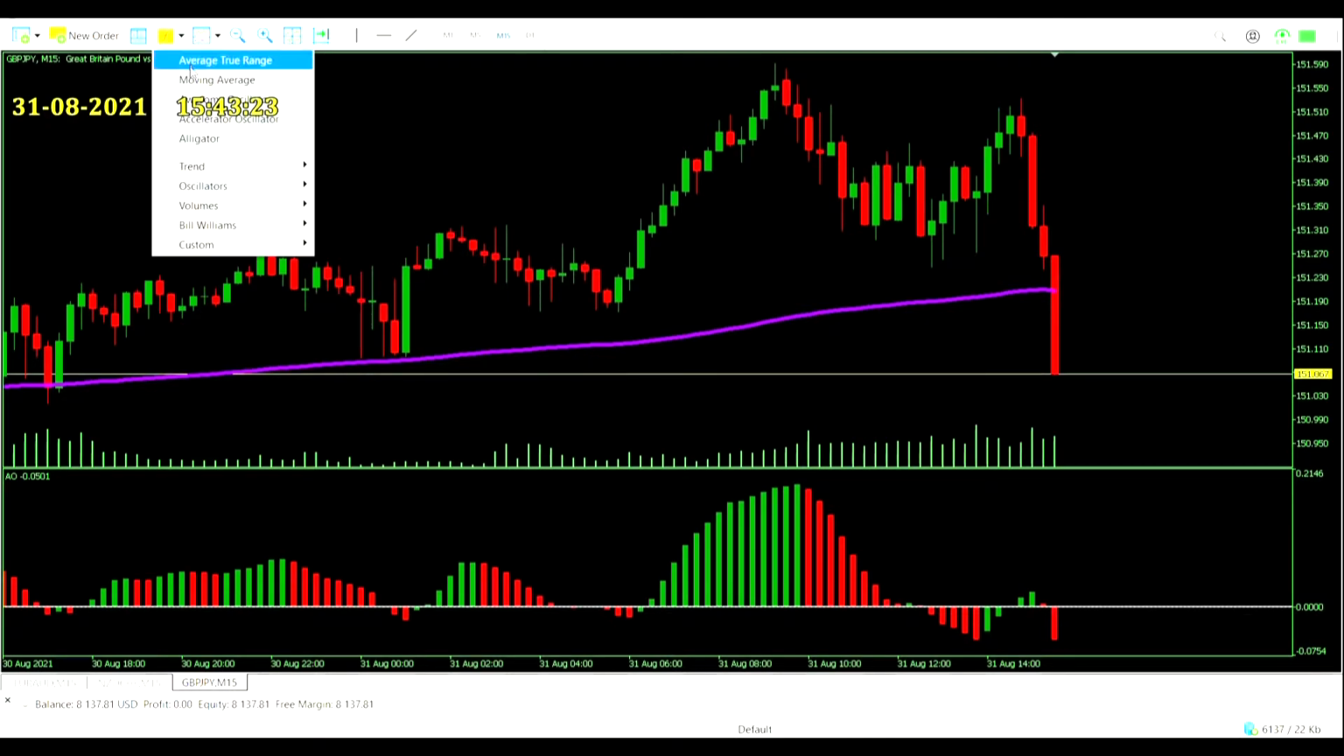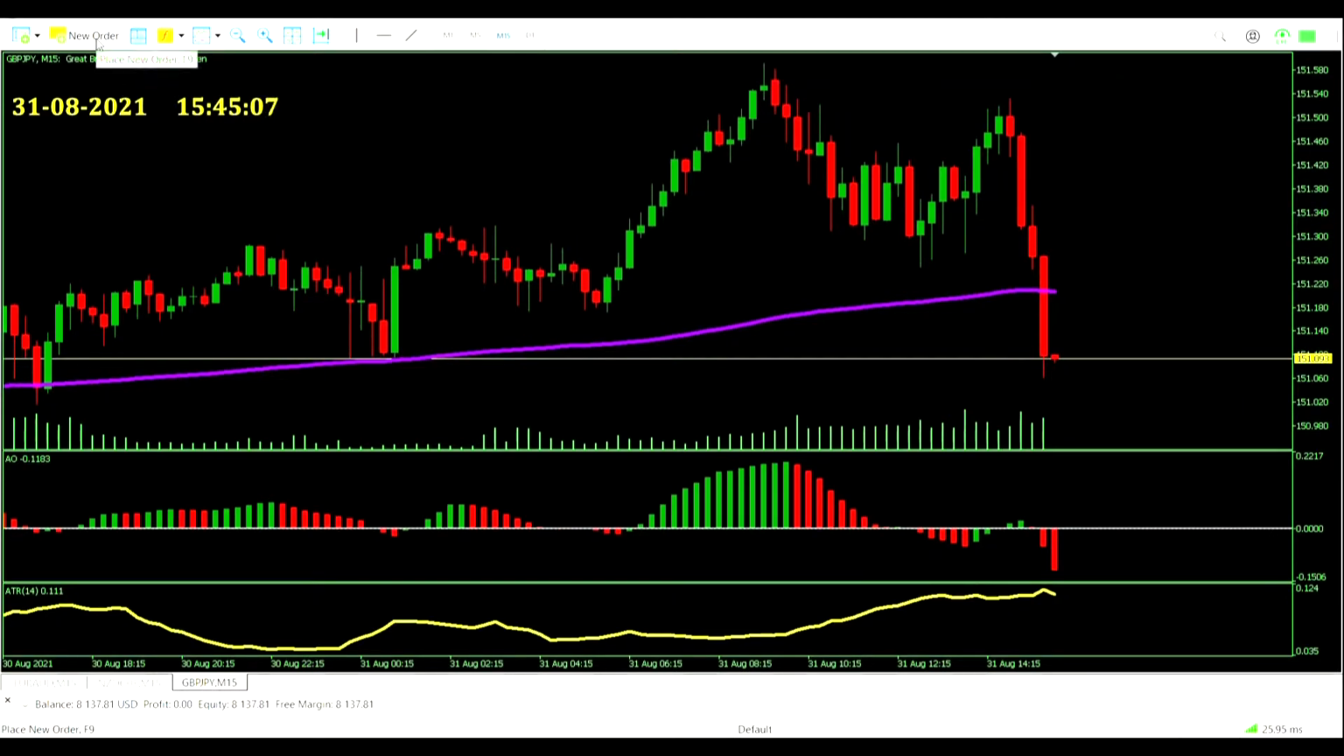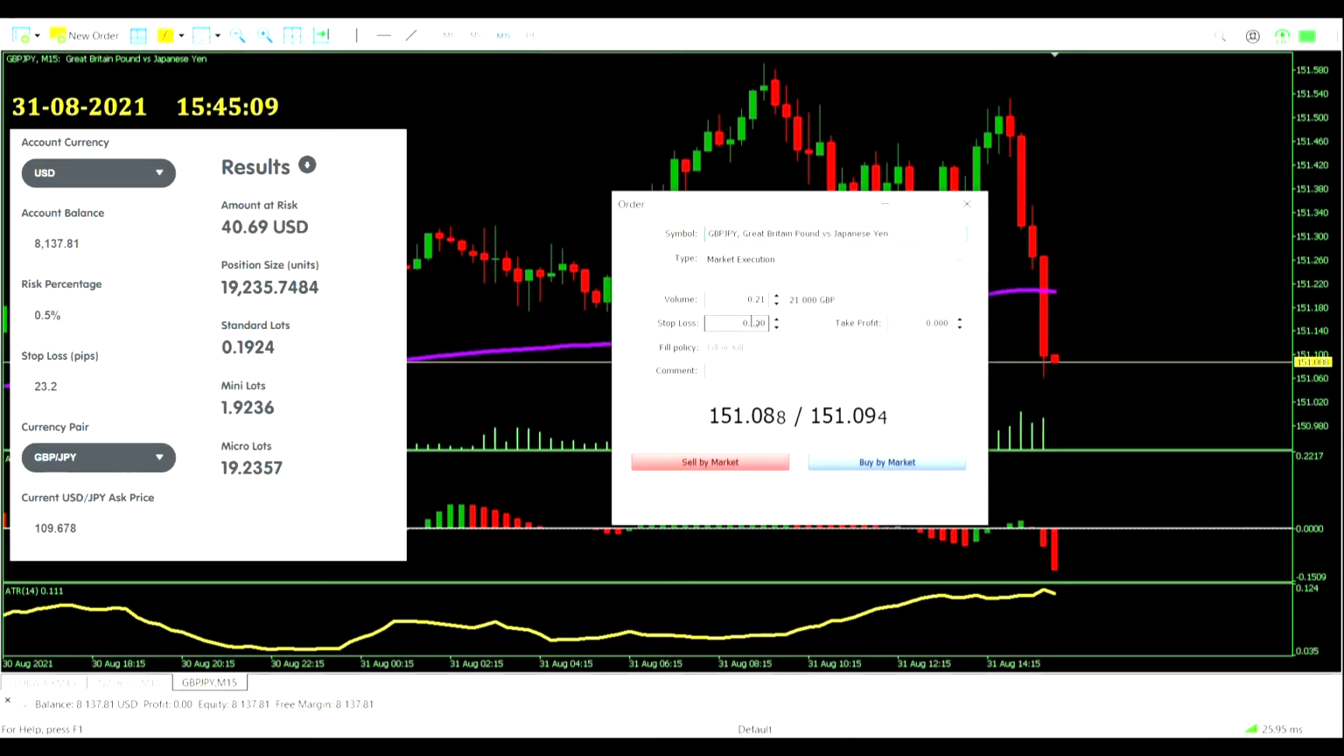So let's pull up that average true range indicator. And with 45 seconds to go, the ATR is giving us a reading of 11.6 pips. That is what we will go for with our risk management. And there we go. We are ready for entry here with our 2 sub trades. You can see our risk calculated on screen now.